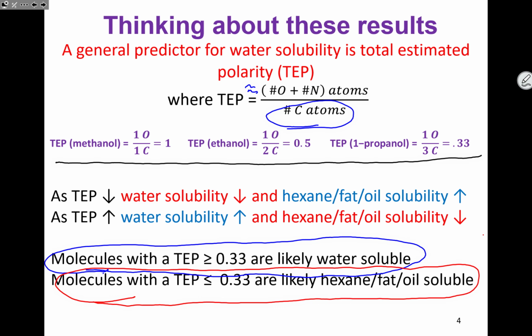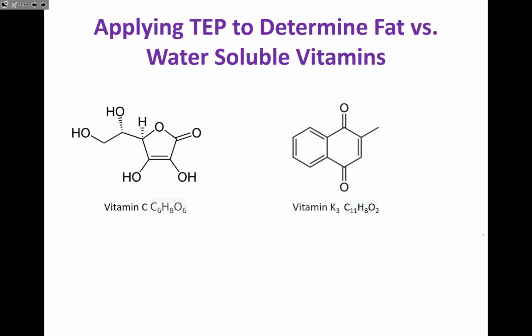How might we extend this to predict the solubility of vitamins? Vitamins can be fat soluble or water soluble. So let's look at an example. Here I'm showing vitamin C, the structure and the chemical formula, and vitamin K3, the structure and the chemical formula. I can calculate a TEP for both of these. The TEP for vitamin C equals 1. It's 6 divided by 6, and that equals 1. And the TEP for vitamin K3 equals 0.18. That would be 2 divided by 11.